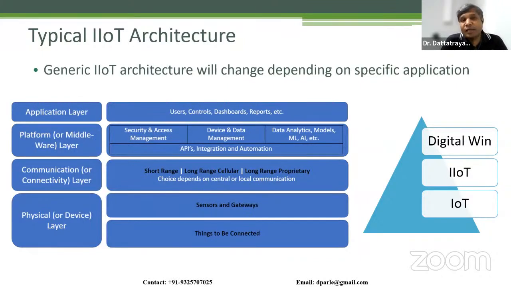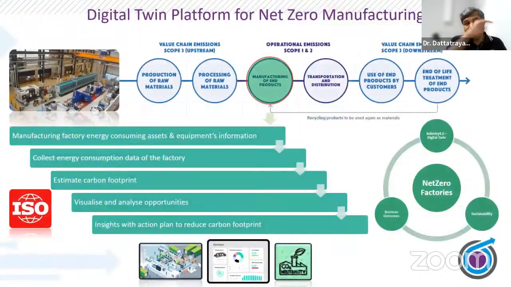And so again, as I said, IoT architecture remains the same. Digital twin architecture also remains the same. Industry 4.0 architecture remains the same. It has 4 layers: physical layer, communication layer, platform layer, and application layer. So now we are in the era of digital twin.